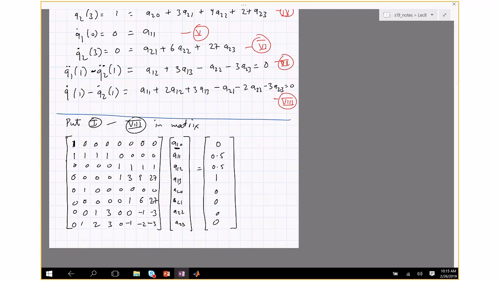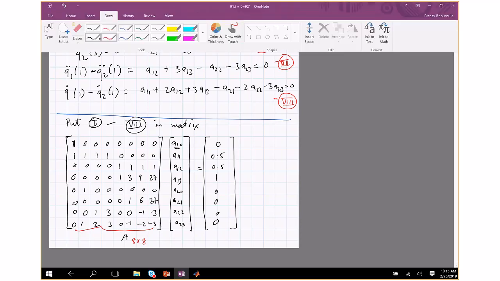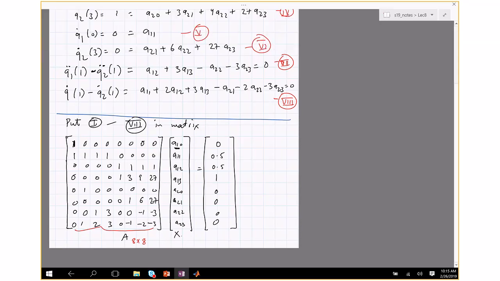Okay, so this is the sort of work you have to do, but once you get it in this form, I would call this matrix A, the 8 by 8 matrix. I would call this matrix of unknowns X, and this one B. So this is 8 times 1 and this is 8 times 1. If you want to solve for X, it's basically inverse A times B.